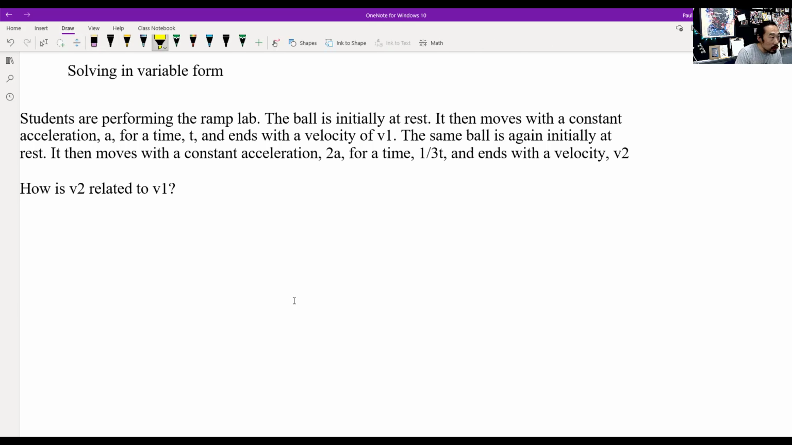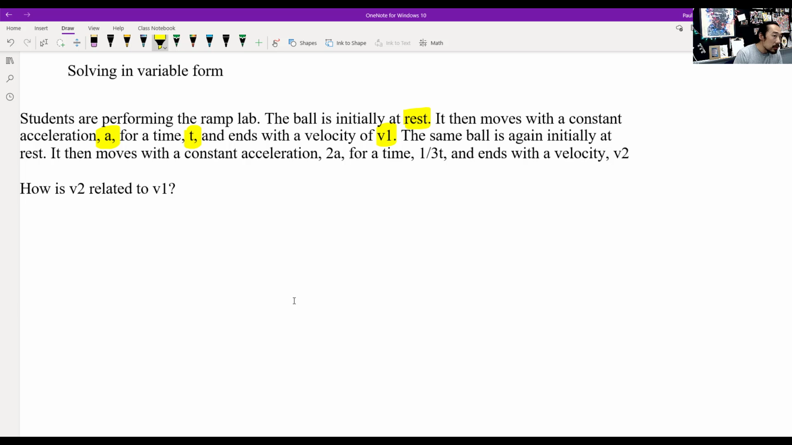So what I'm going to do is read this with you all, and I'm going to highlight all the things that are given, and after I highlight it, I'm going to actually rewrite it all over again. So students are performing a ramp lab. The ball is initially at rest, and this is one of those hidden givens. So if the ball is initially at rest, that means your v initial is 0. It then moves with a constant acceleration a for a time t, and ends with a velocity of v1.